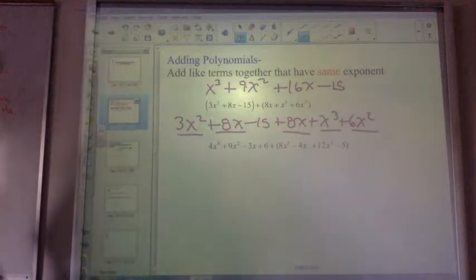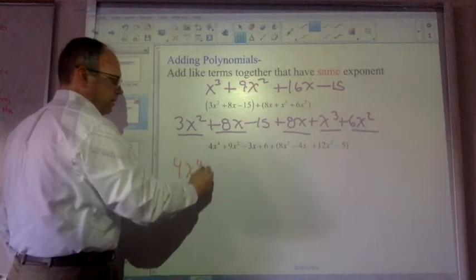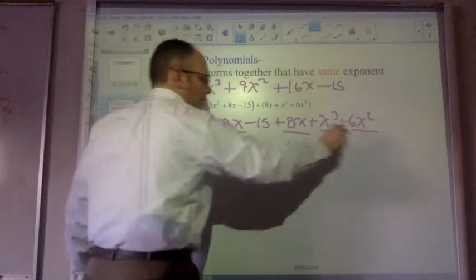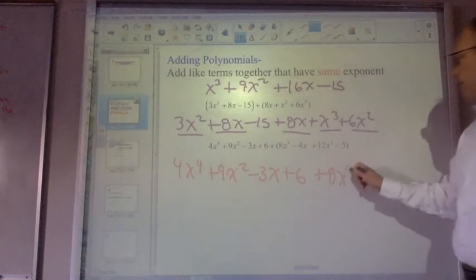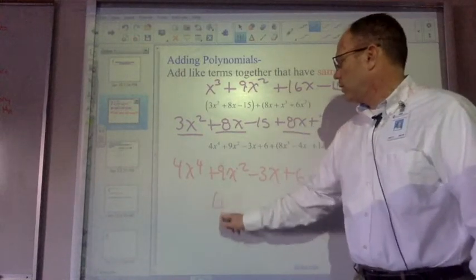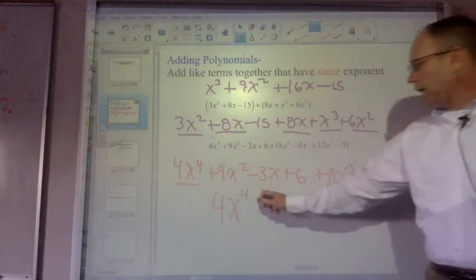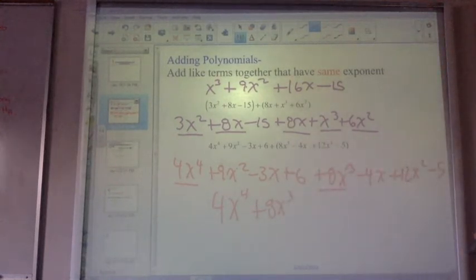Next problem down. We have 4x to the fourth. I'm going to rewrite this without parentheses, so I'm rewriting the whole first part. I'm not distributing anything over these parentheses. They're just grouped for whatever reason. Then we need to look through. My highest exponent looks like 4x to the fourth, so that's taken care of. Then I have an x to the third, so plus 8x to the third. Notice how it's descending. You're not combining them.